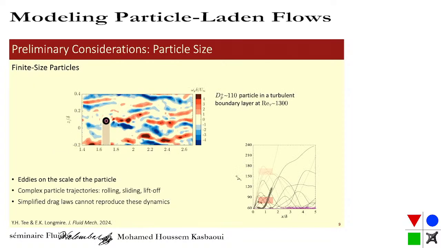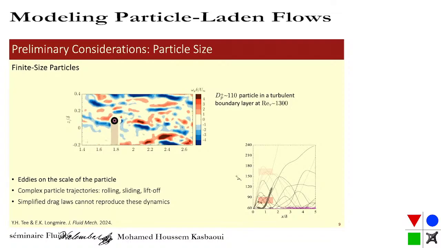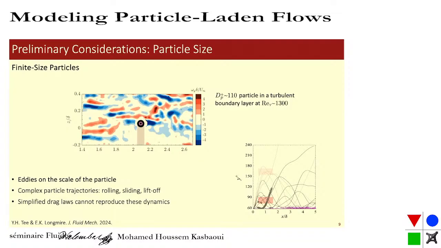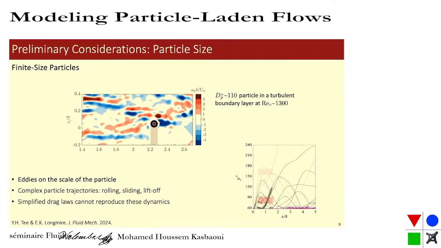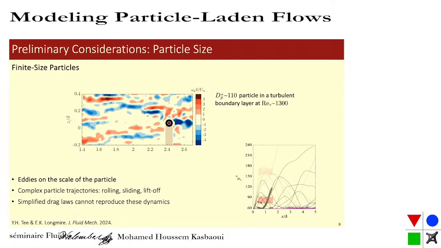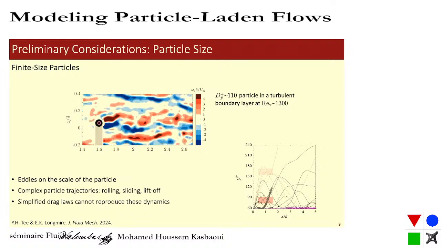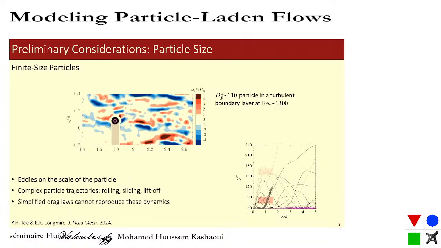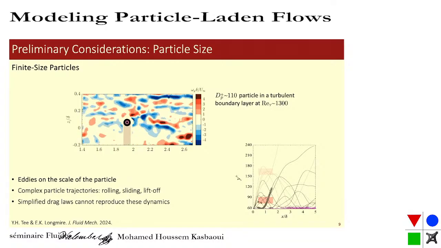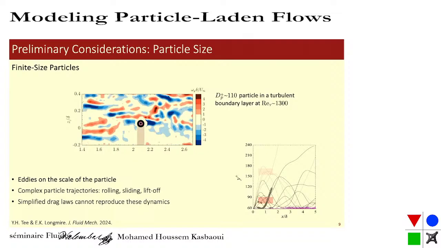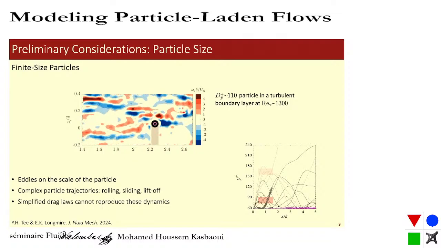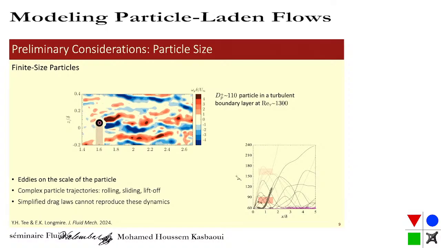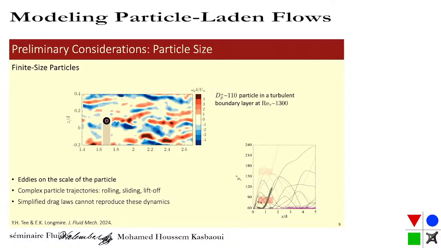Now, if your particle is finite size, so again, it has a size that's comparable to the turbulent flow structures in the boundary layer, we're not going to be able to use that Stokes drag or Schiller-Neumann drag. It's going to be more complicated. And here what I'm showing you is experiments from Professor Longmire's group at University of Minnesota, where they put a particle with a size of dP plus of 110 in a relatively high Reynolds number turbulent boundary layer.